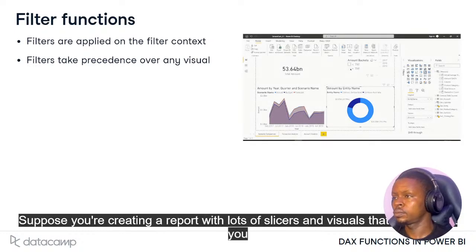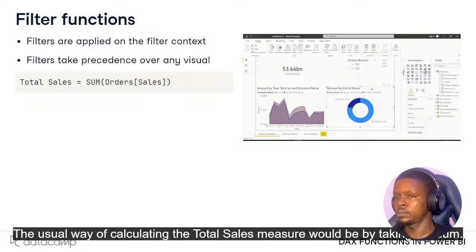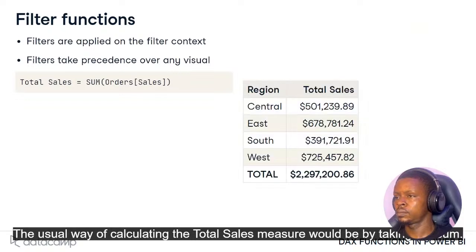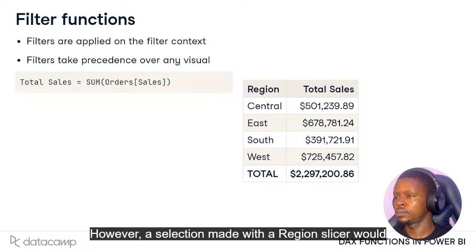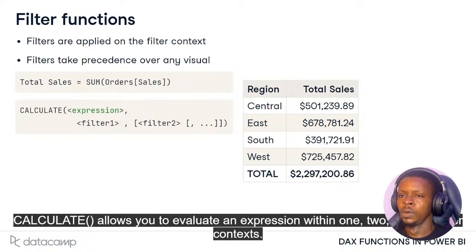Suppose you're creating a report with lots of slicers and visuals that interact, but you always want to show the total sales value on a summary card that is not affected by any selection. The usual way of calculating the total sales measure would be by taking the sum. However, a selection made with a region slicer would impact the total sales value, which we want to avoid in this case. This is where the calculate function comes into play.